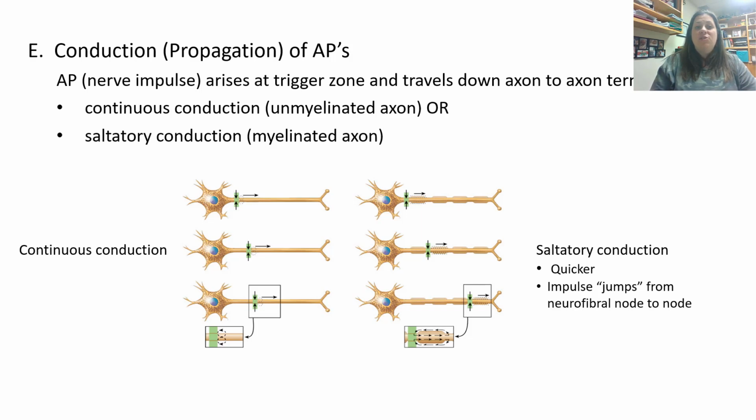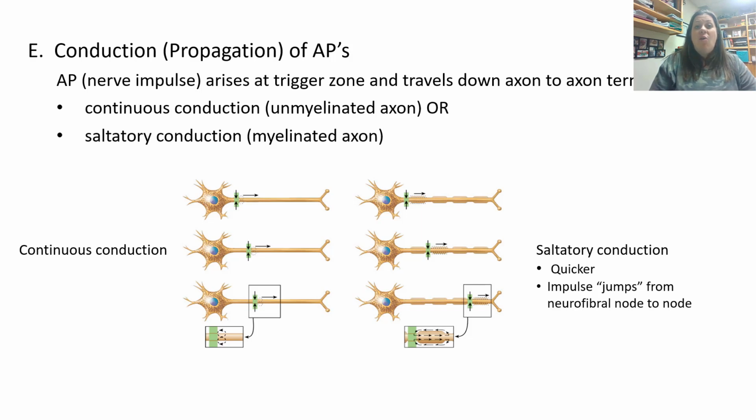All right, so when we're looking at this whole idea of conduction or propagation, these action potentials are going to arise at what we call a trigger zone. This is going to be that all or nothing state. When it hits that trigger zone, it's going to travel down the axon terminal. Now, we see that it can travel in two ways. If it is an unmyelinated axon, it's going to be continuous conduction.